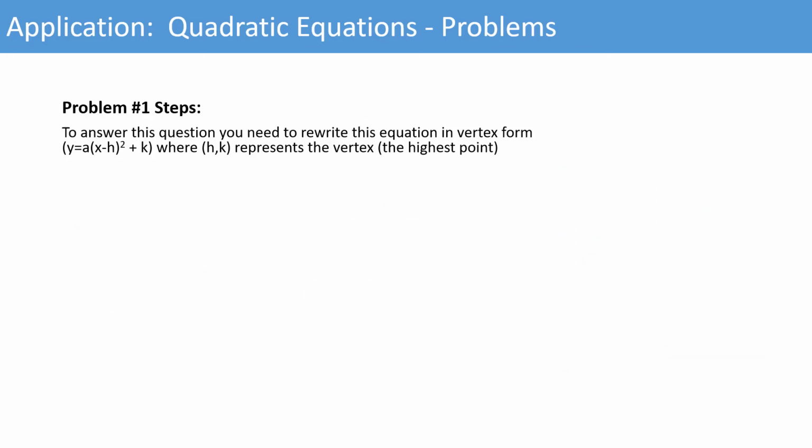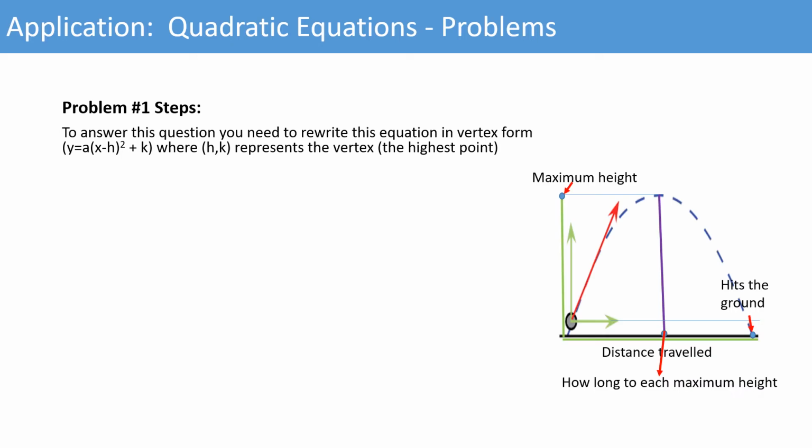To answer this question, you will need to rewrite this equation in vertex form. y equals a bracket x minus h bracket to the exponent 2 plus k, where (h, k) represents the vertex if a is negative, and the lowest point if a is positive. Here is an illustration of our problem.